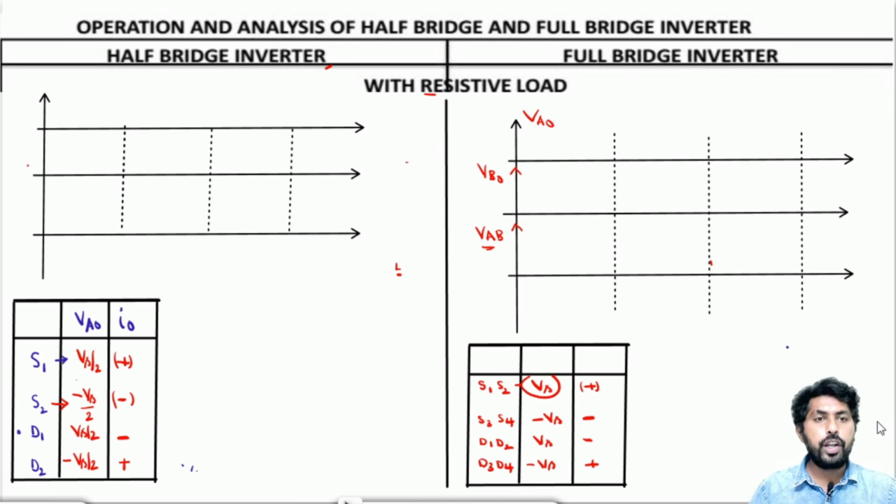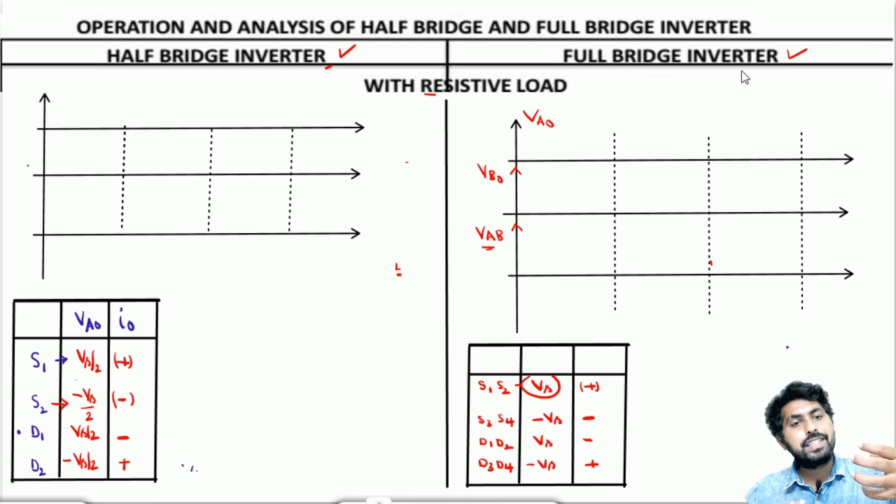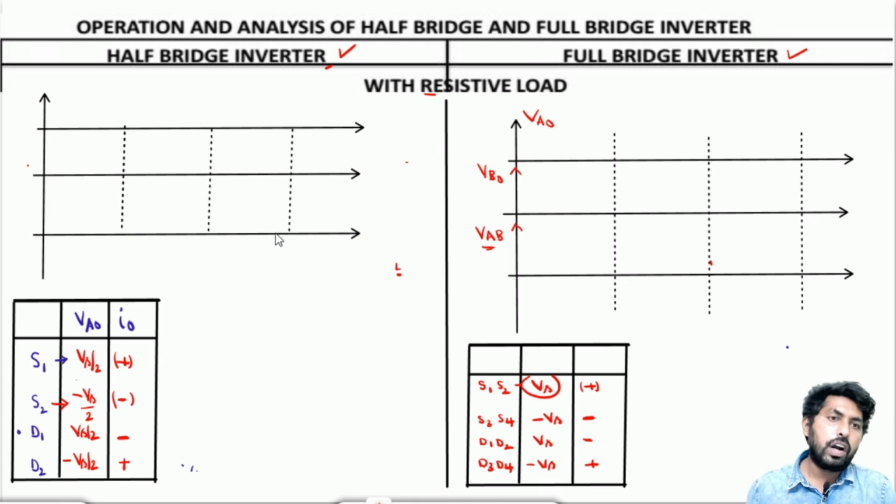In the R load, a resistive load is applied to the half bridge inverter, and similarly it can be applied to the full bridge inverter. In the half bridge inverter we have the switches S1 and S2, and they are complementary switches. When S1 is in on condition, S2 should be in off condition, and when S2 is on, S1 should be off.